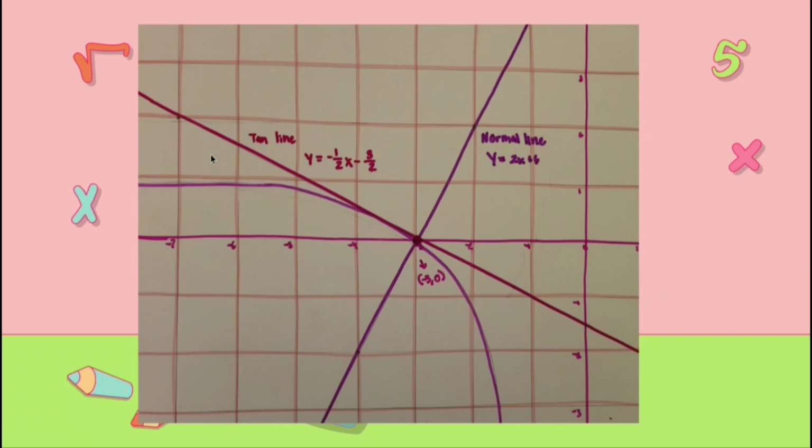When we graph it over here, we can see our function. Our point is negative 3, 0. This line over here being the tangent line, and this line over here will be our normal line.